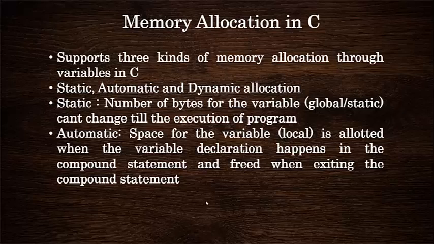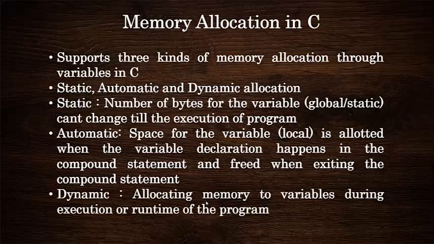The third one is dynamic allocation. Dynamic allocation is the process of allocating memory to variables during execution, or runtime, of the program. Today we are going to see how you can go for dynamic allocation of memory in C programming. Before that, we'll also try to understand how memory is used in C.